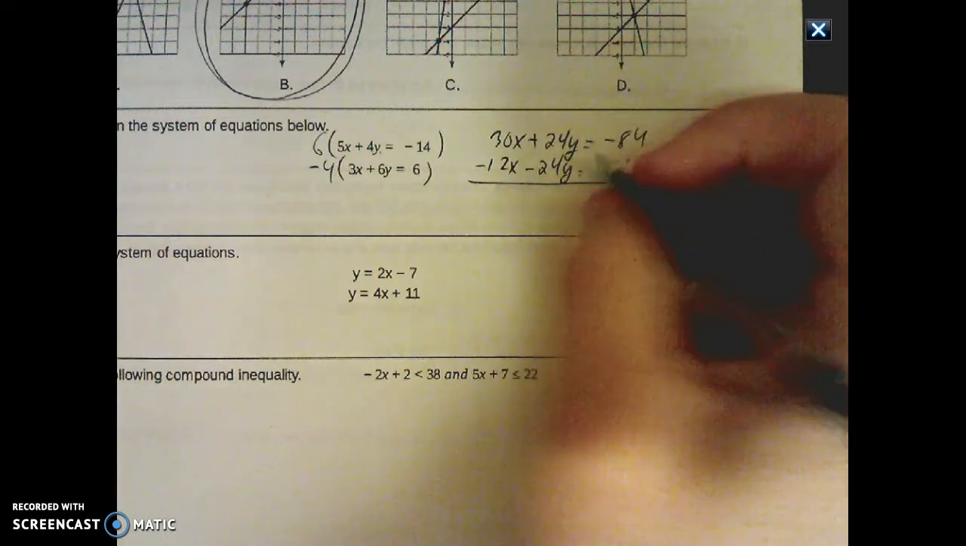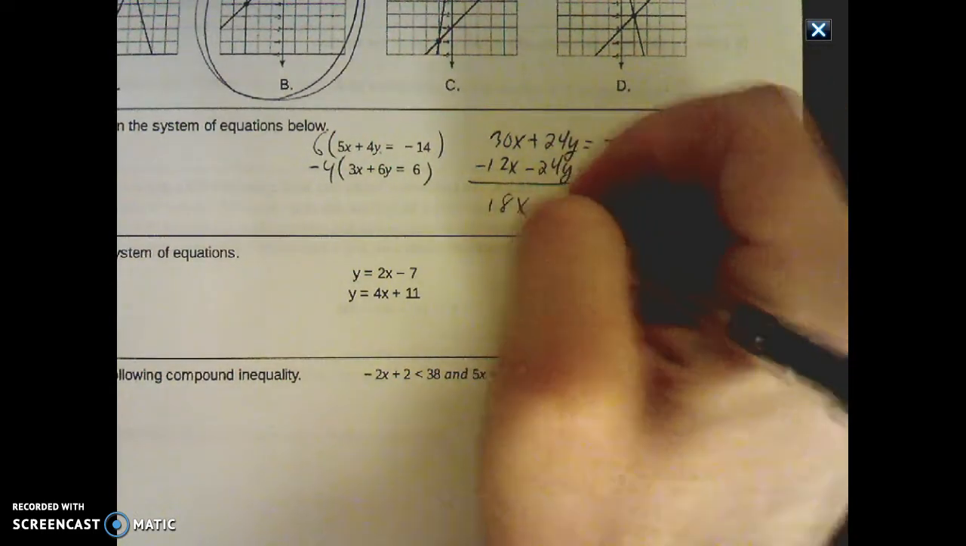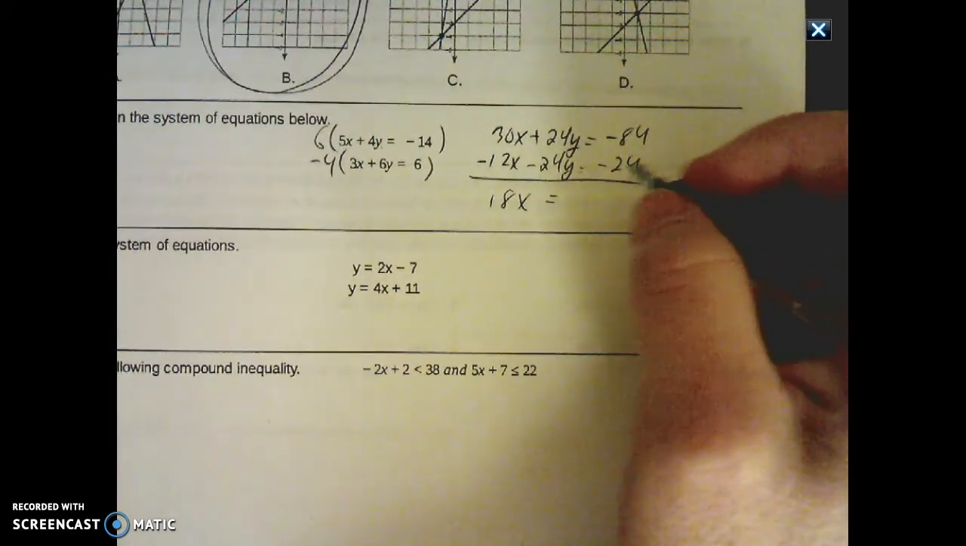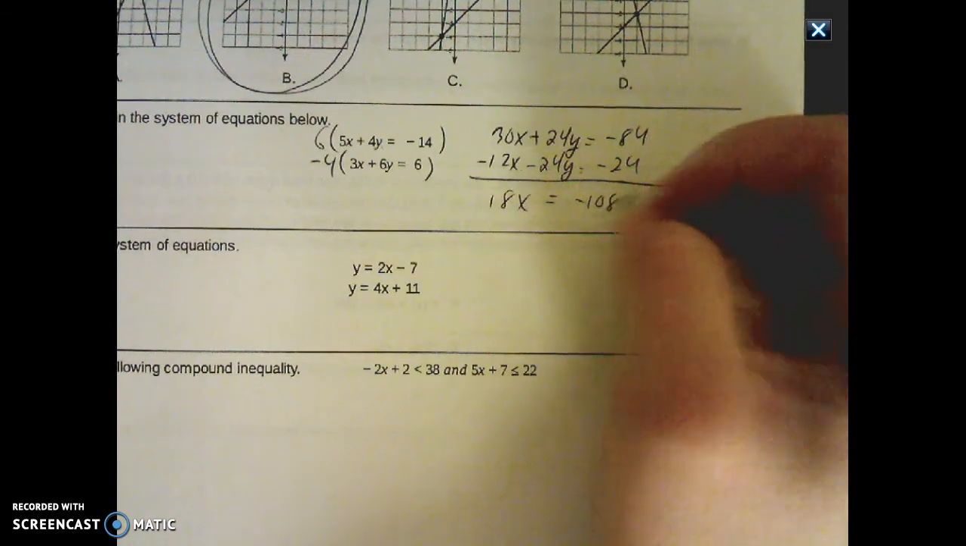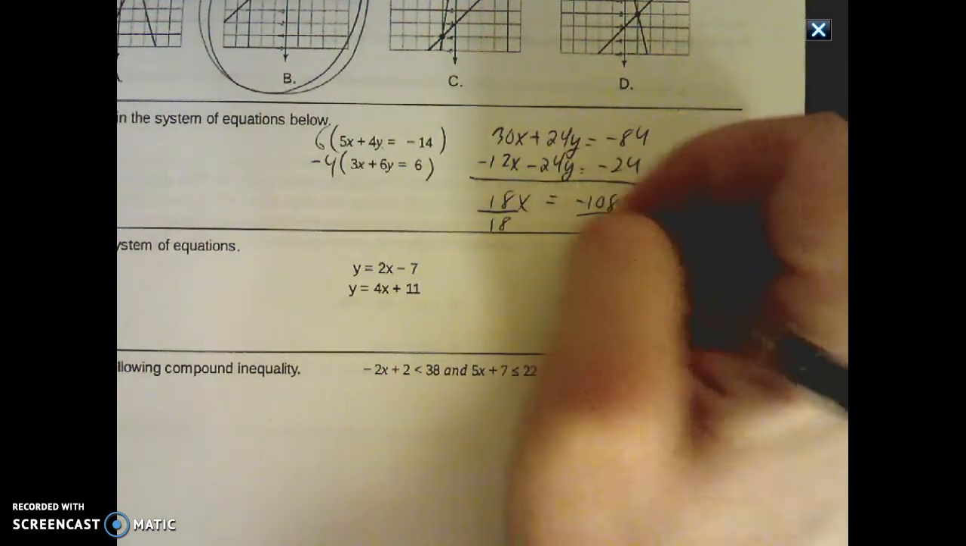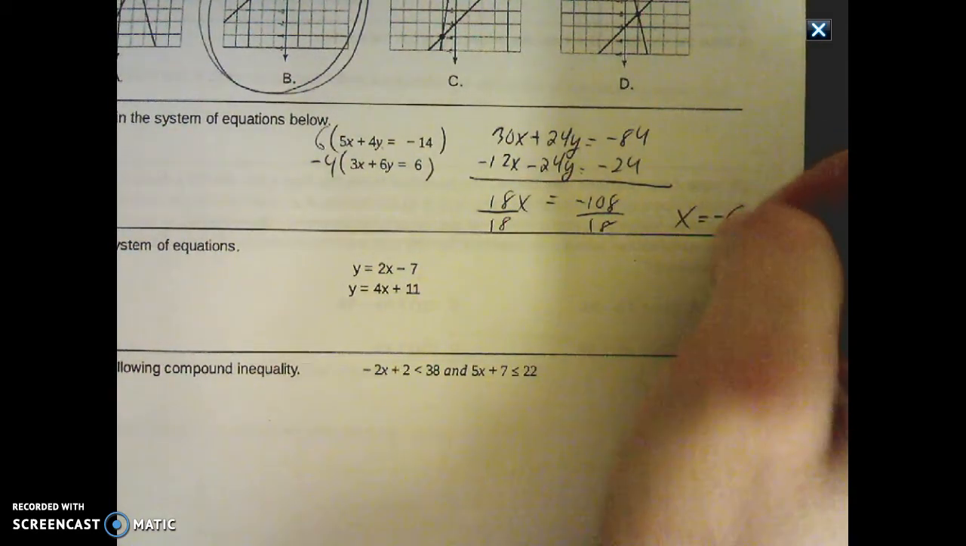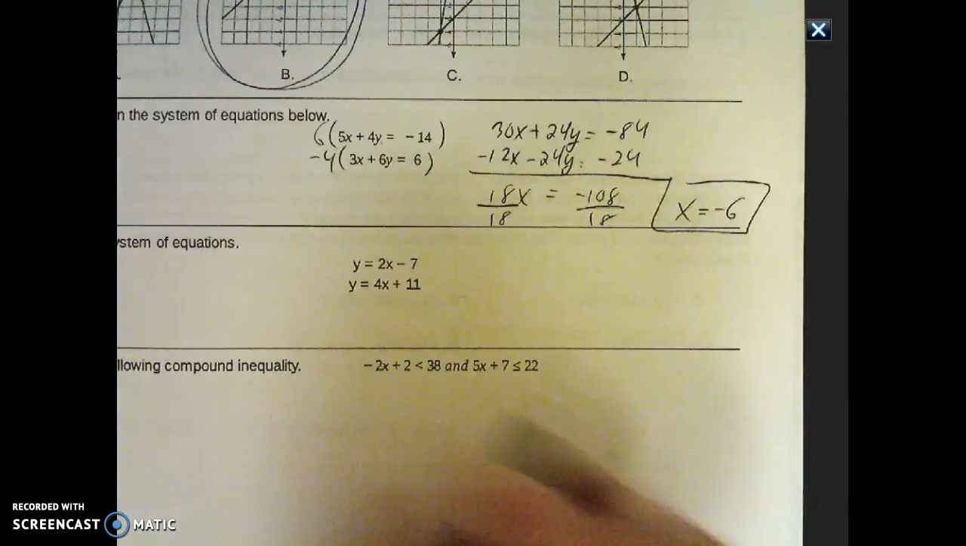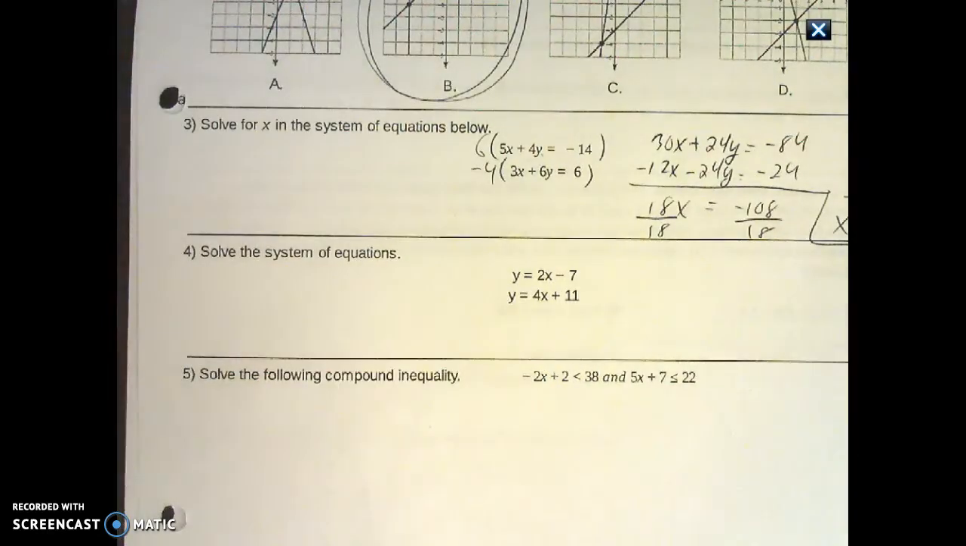30 minus 12 gives me 18x. This cancels out. Negative 84 minus 24 is negative 108. Divide both sides by 18. X equals negative 6. And that's what they want us to find here. Solve for x in the system of equations below.